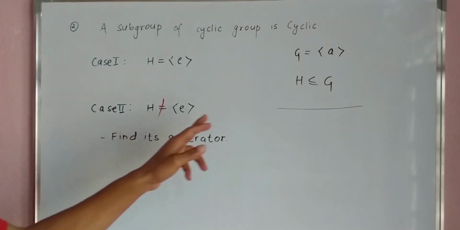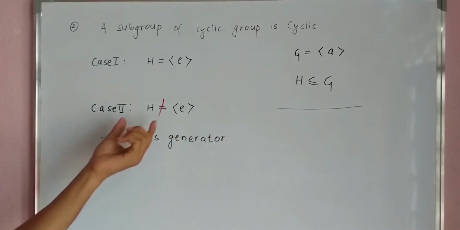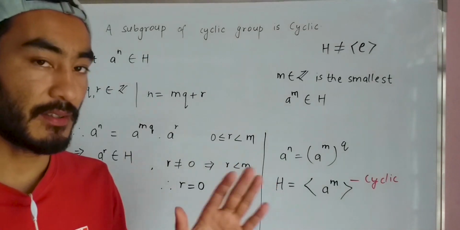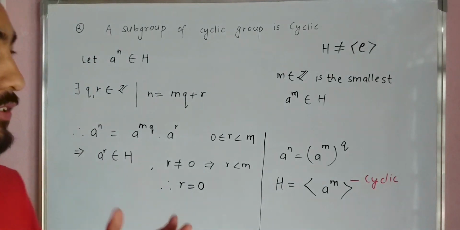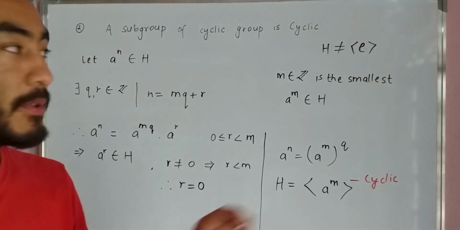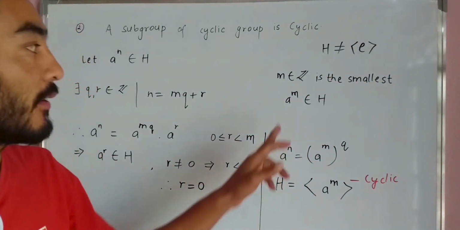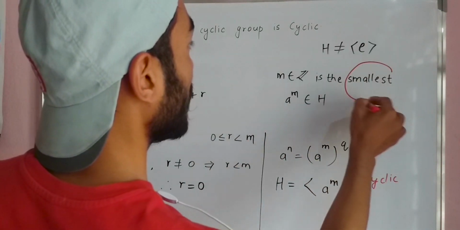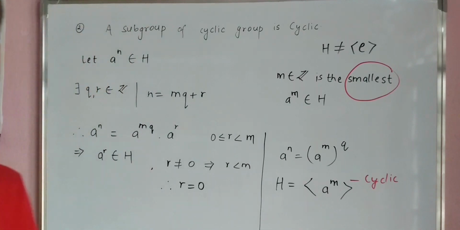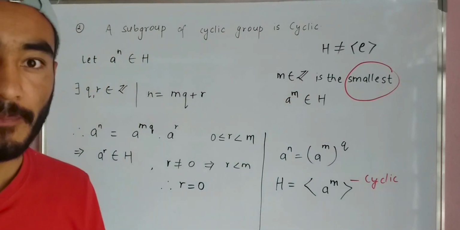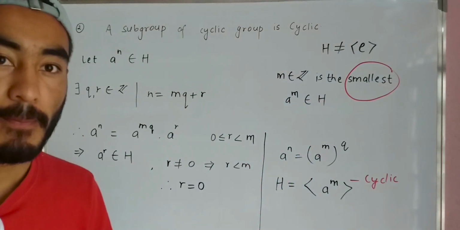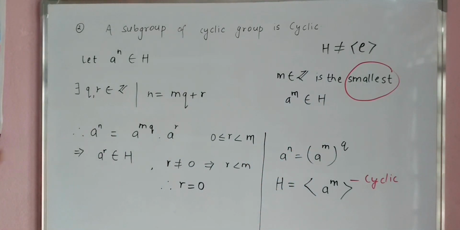Now, to show H is cyclic, we find its generator. A generator of a set generates every element of the set. So we consider integer m to be the smallest such that a to the power m belongs to H. m is the smallest of all integers such that a to the power m belongs to H. We try to use a to the power m as the generator of H. For that, consider a to the power n be any element of H.